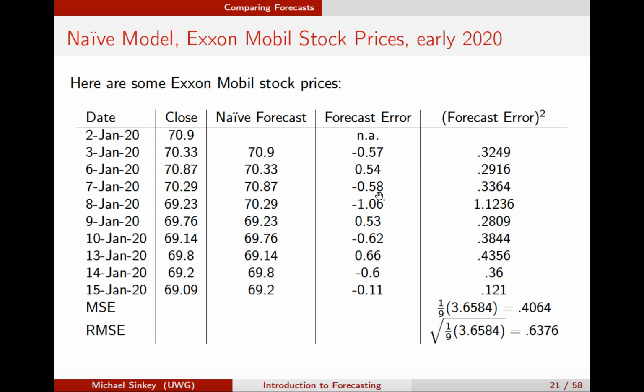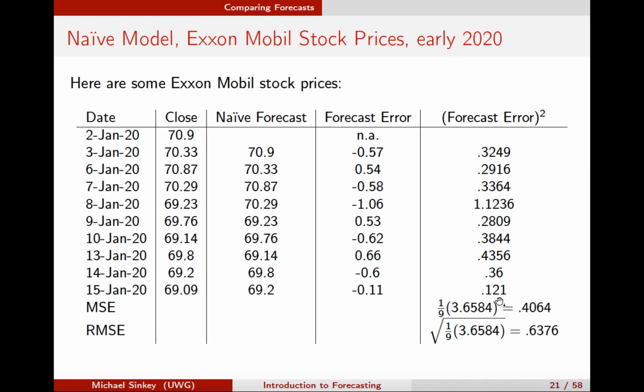Now, I want to highlight something here. Take a look at the January 8th. That was the worst miss that we had. The forecast error is maybe double the size of the next highest. Maybe not quite. It's not quite double 0.66, but you can look at the squared error. It's almost 2.5 times. So it really penalizes this particular miss. And if you look at the sum of the squared errors, when you add all of these up, you get 3.6584. That's all 9 of these squared errors. A bulk of that is coming right out of this miss.